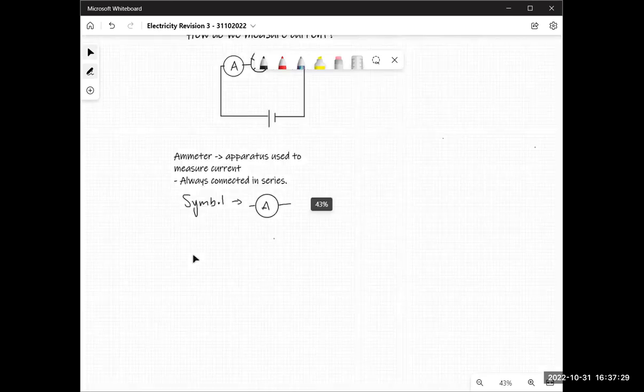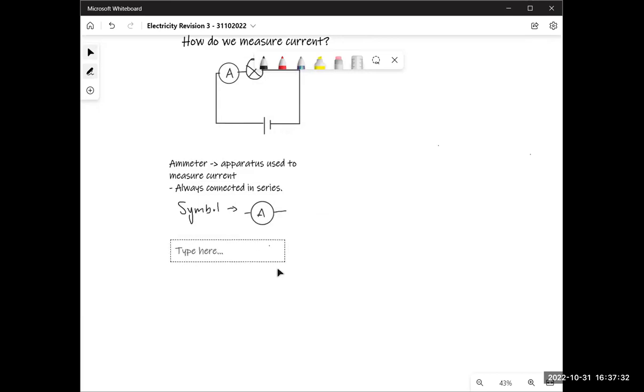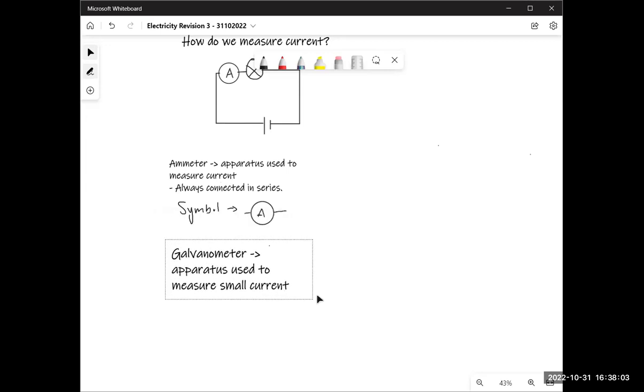There's one more thing you should realize, which is what is a galvanometer? Basically, apparatus used to measure small current. Is it something related to galvanizing? No, it's just a cool name. They wanted a cool name and they got the cool name. So measure small current. Ammeter has a range. You'll have to set the range, but importantly, if you want to measure very small current, you have to use a galvanometer.